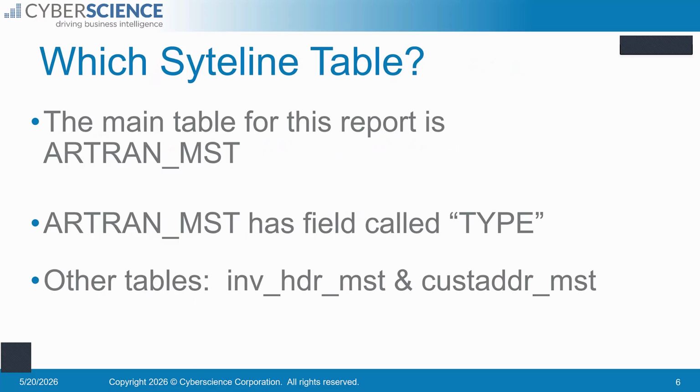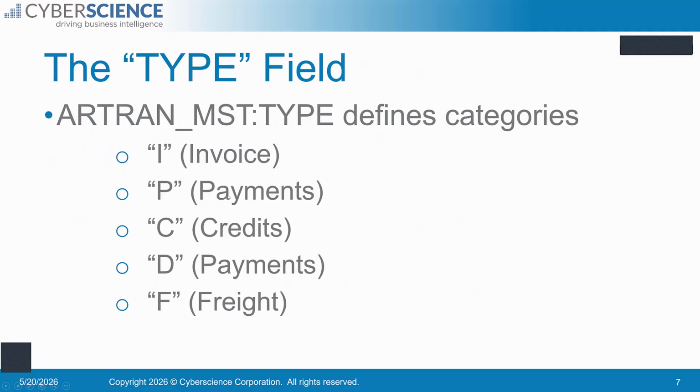We'll also talk about which tables we use. The main table we use for this report is going to be the AR Tran master table. And then we're going to be using specifically some of the fields within that table called types. So we want to look at the invoices, payments, debits, credits, freight charges, anything like that. Other tables used are things like the invoice header master and the customer address table to pick up my bill to customer name, and all of that. So again, from the type field, we want type I, which are the invoices. We want the P's, which are the payments. We want the C's, which are credits, and the D's for any kind of debits, and then freight. We'll pick up all those.